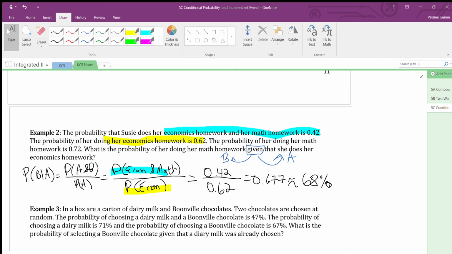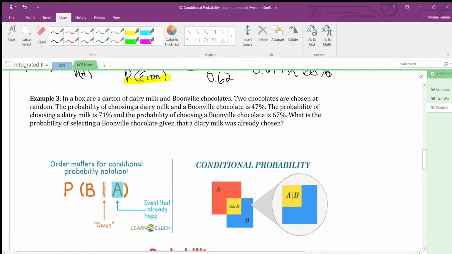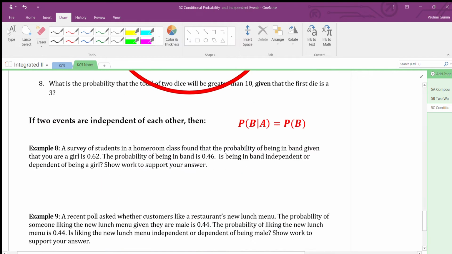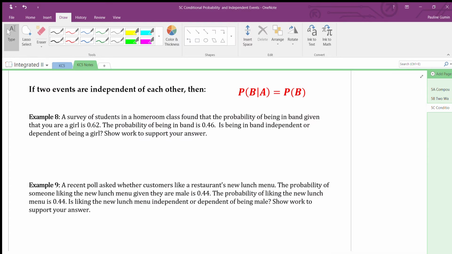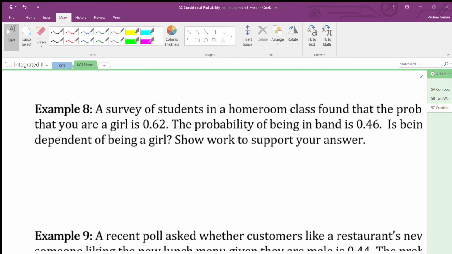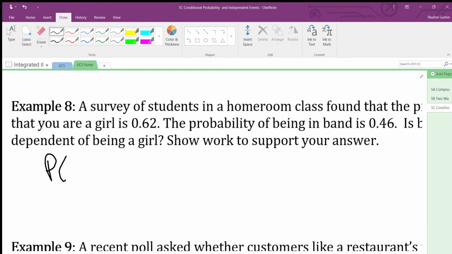Now we are going to take it a step further and look at events that are independent from each other, still using this conditional probability. When two events are independent, then their conditional probability equals the probability of B, the before event. Let's take a look at example 8 and example 9. Let's write down the formula first before I get started.